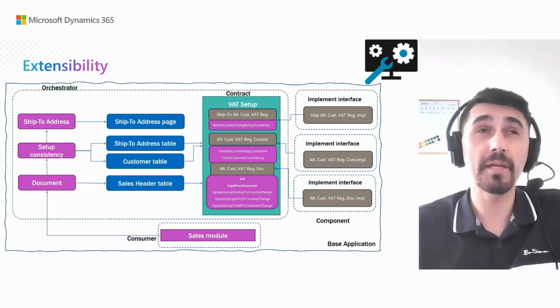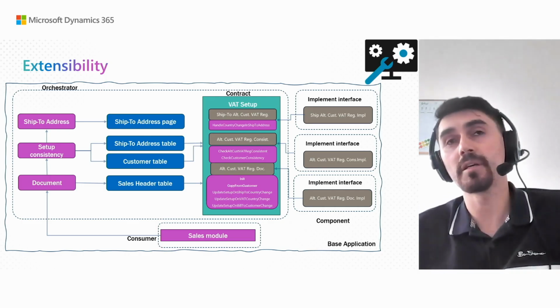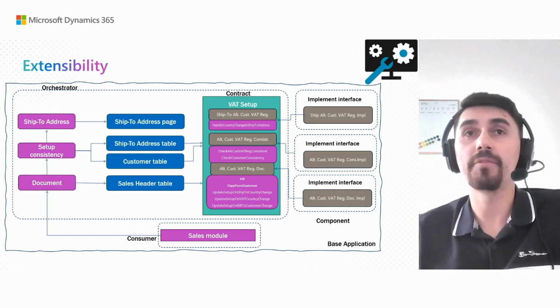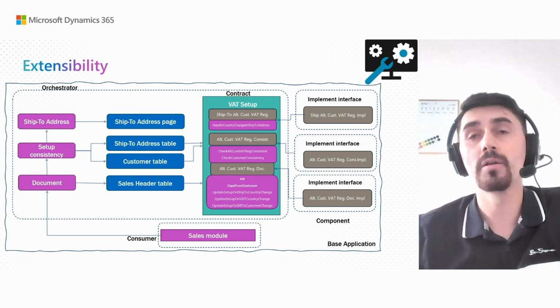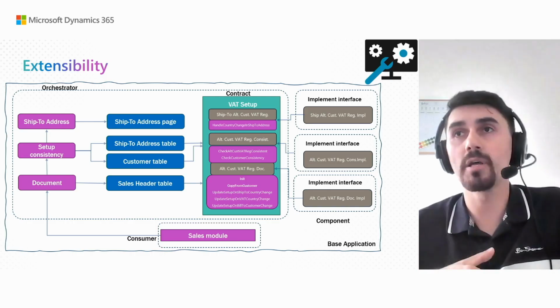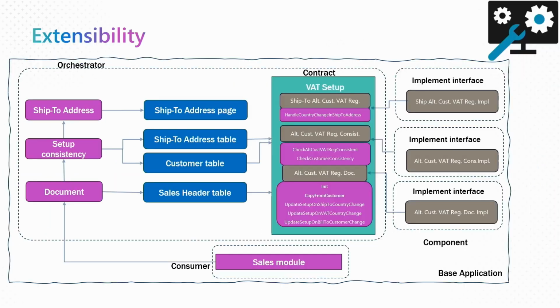And the last one, the most important, I guess, for the document, this is everything that is happening in the sales header table. Here we have the interface alternative customer VAT registration doc and several methods when we initialize the record, when we copy values from the customer, on the ship to address change, on the VAT country region change, on the bill to customer change, basically all the scenarios that you can imagine in the sales document. If you want to change this logic, it is possible to do with this interface. So as you can see, the whole feature is highly extensible. And if you want to change any part of it, you can do that with your interface implementation.